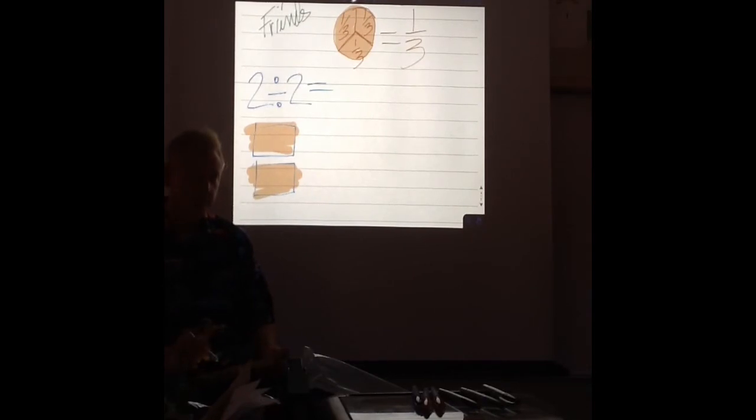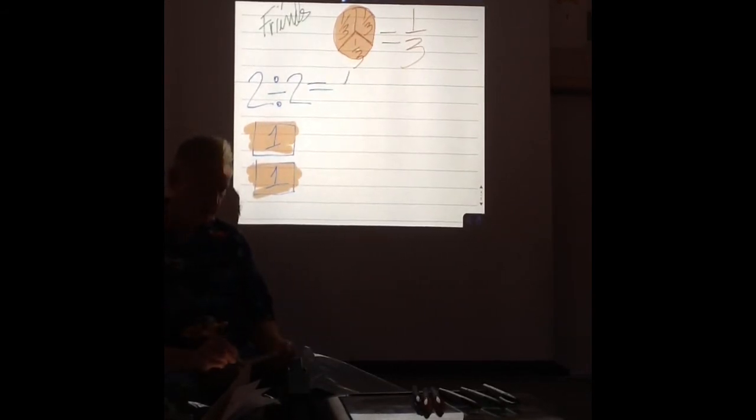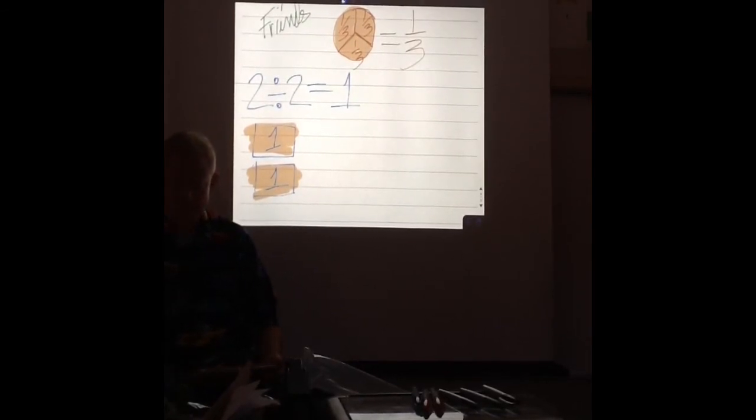Okay, so I have 2 friends, right? How much is each friend going to get? Each friend is going to get 1 cracker. This goes to friend 1, and the bottom one goes to friend number 2. So each person is going to get 1 cracker. Does that make sense? I hope so.